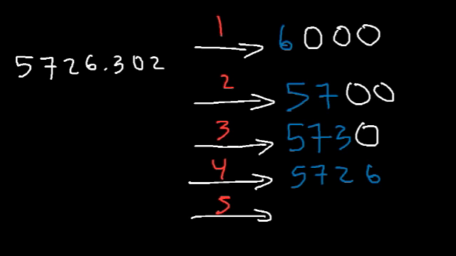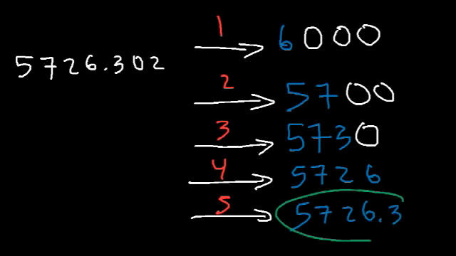Now, if we want 5 sig figs, we're going to keep the first 4 numbers the same, but we're going to look at the 5th number. Since the number to the right of that is less than 5, we're going to keep the 3. And we need the decimal point at this point. And so here we have 5 sig figs. So now you know how to round a number to the appropriate number of sig figs.